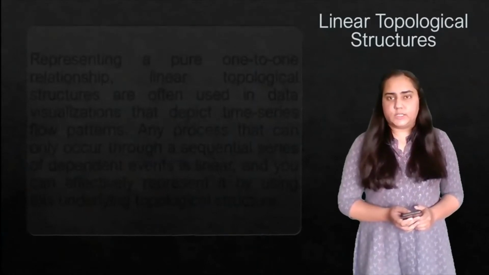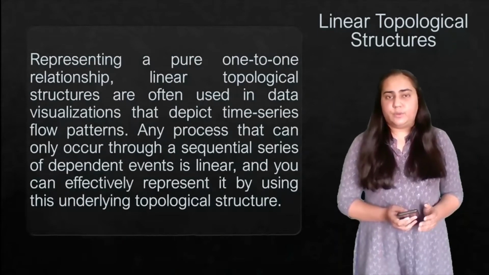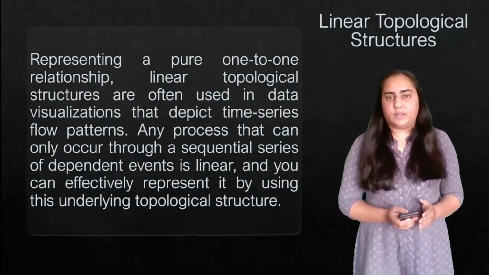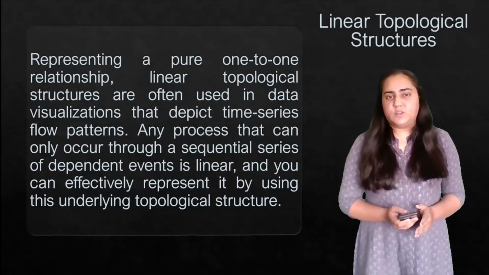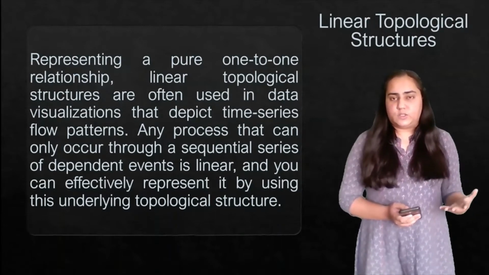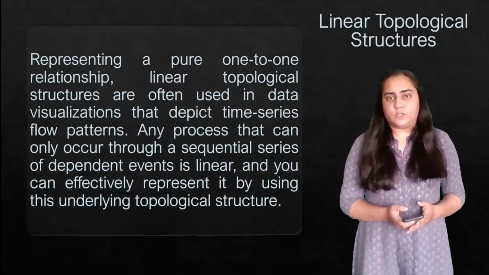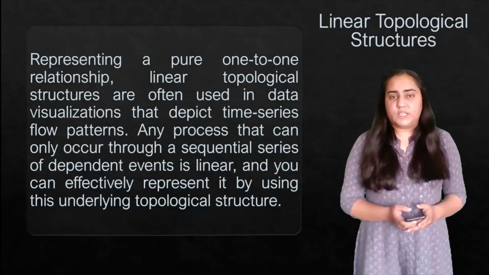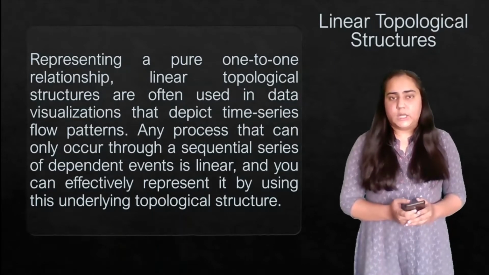So the first structure is the linear topological structure, which represents a pure one-to-one relationship. They are often used in data visualizations that depict time series flow patterns. So if you want to show a process, this was the beginning, then this is the next stage and the next stage, then you would use a linear topological structure. Any process that can only occur through a sequential series of dependent events is linear, and you can effectively represent it by using this underlying topological structure.